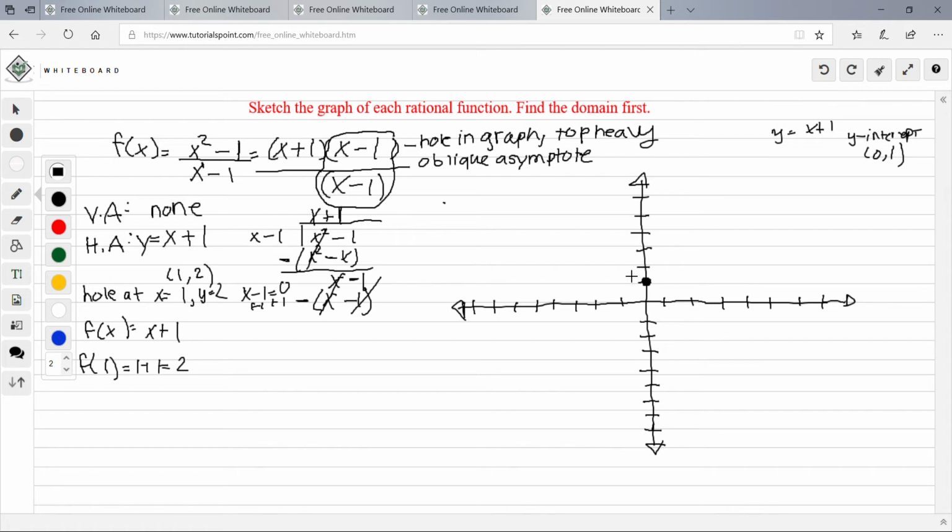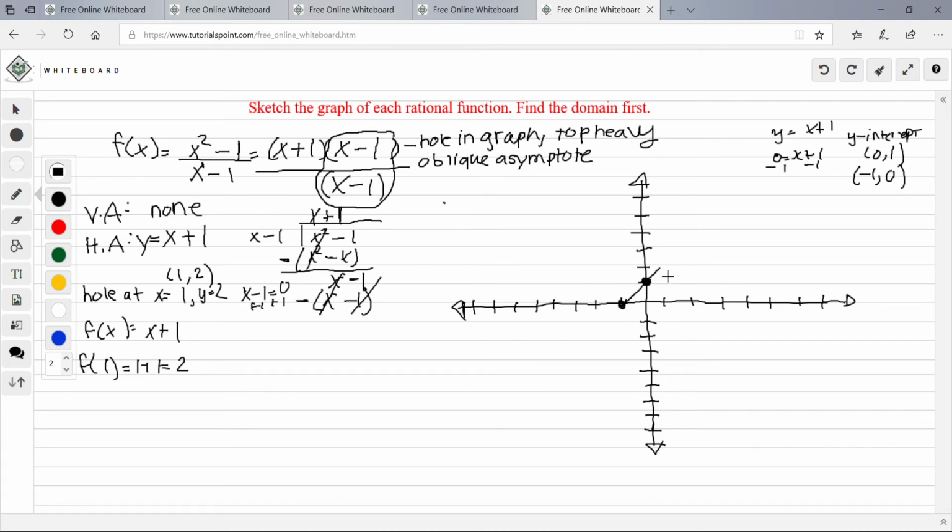Our x-intercept is when you set y to 0, so 0 equals x plus 1. I'm going to subtract 1, so our x-intercept is negative 1, 0, and it's going to be right here. Usually the asymptote is dashed, but in this case, since we have a hole in the graph and it's top heavy, and we don't have a vertical asymptote, the line is going to be solid, not dashed.